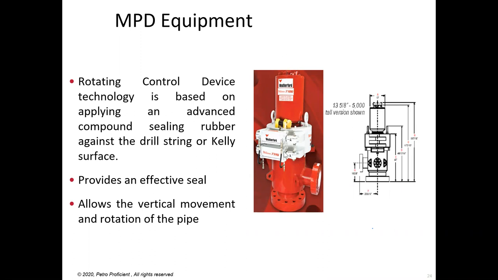And then also it allows vertical movement of the pipe. So as you're drilling or tripping, your pipe goes in through this. While it allows the vertical movement and rotational movement of the drill pipe, it does not allow any fluids to flow from the RCD above the bearing assembly.